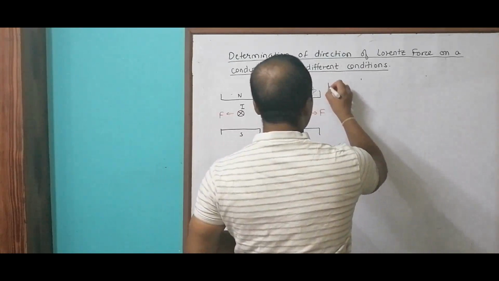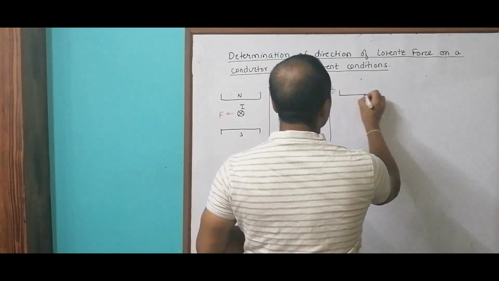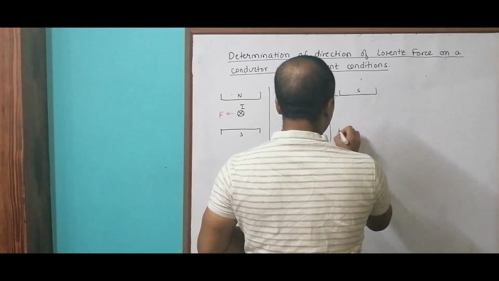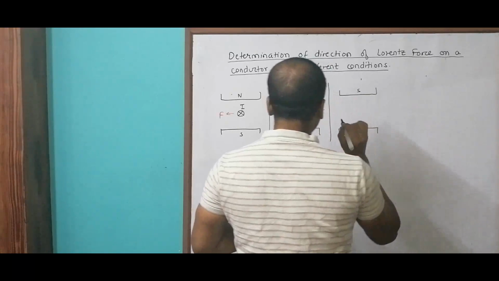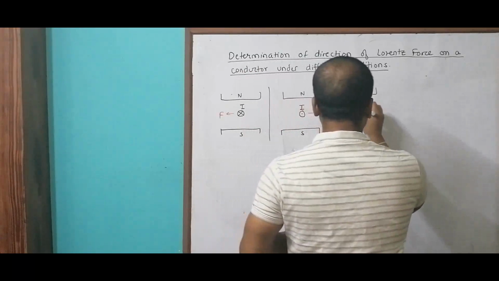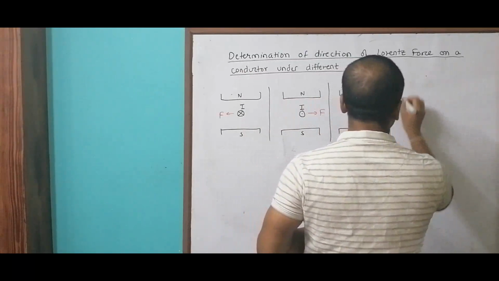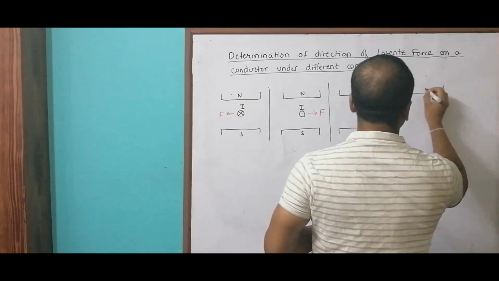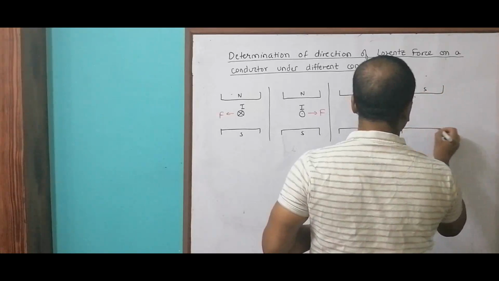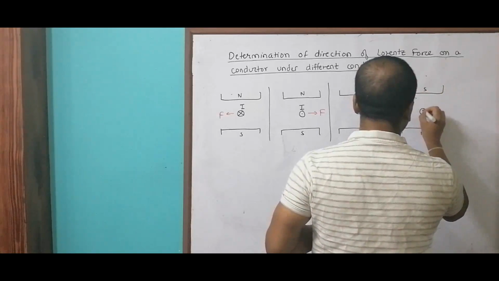So more cases. Now the magnetic field will be applied upward. So this should be S, this should be N, and this is the cross I. The next one should be this is S, this is N, and this is dot.